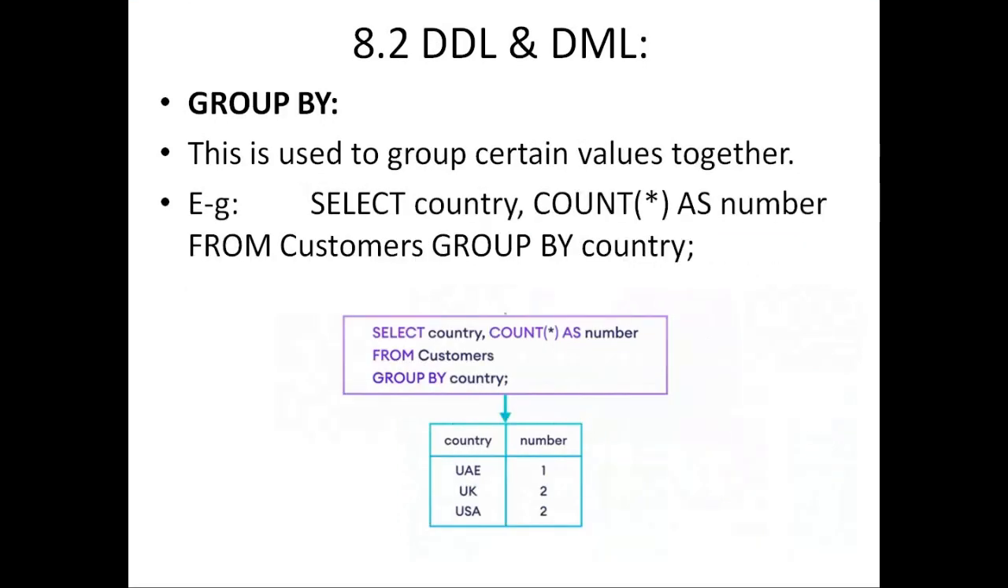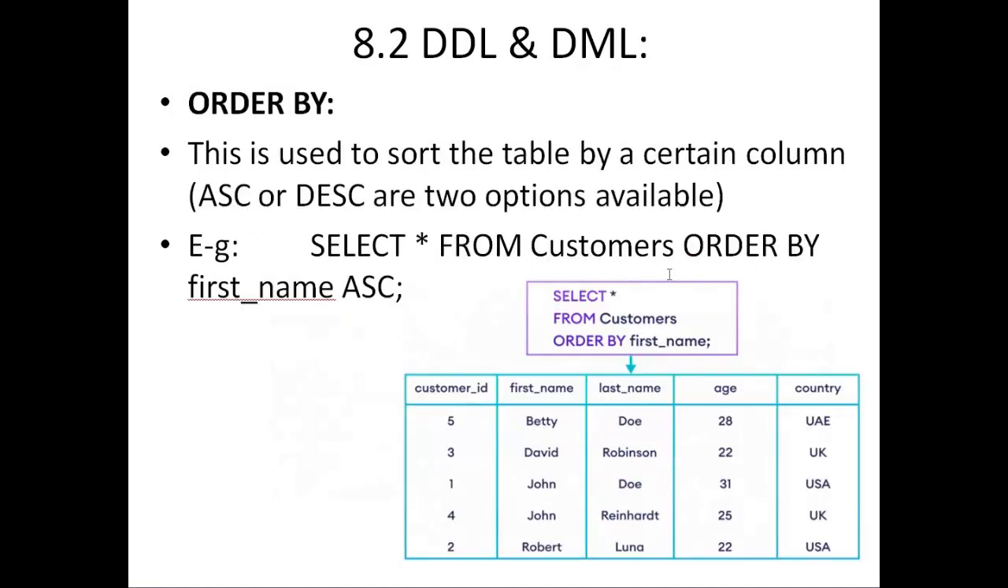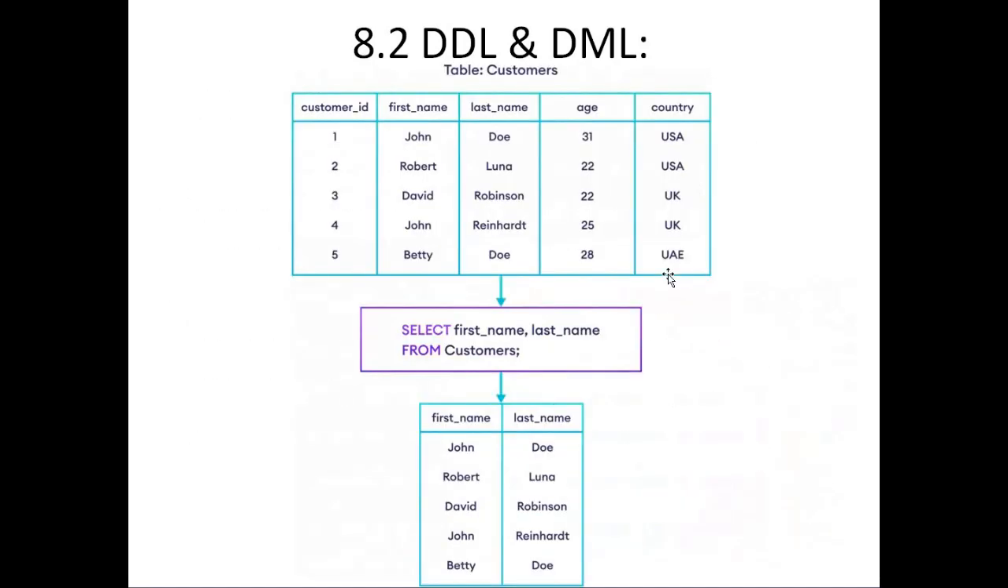Then we have group by. This is used to group certain values together. For example, select country, count(*) as number from customers group by country. We're talking about technically the same table. You can see this is the original table, and we are basically asking it to group all the records or tuples in this table by the country name.